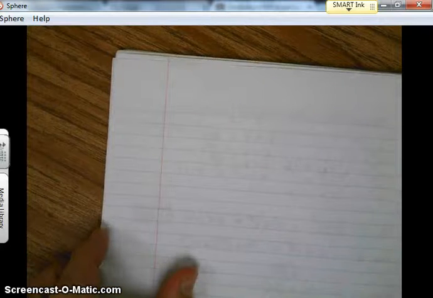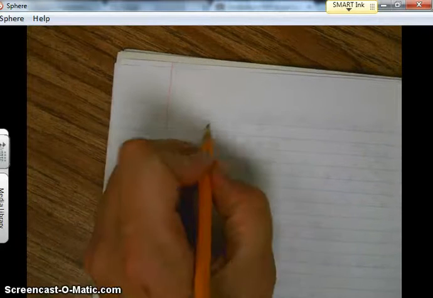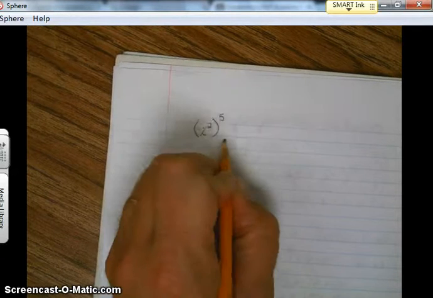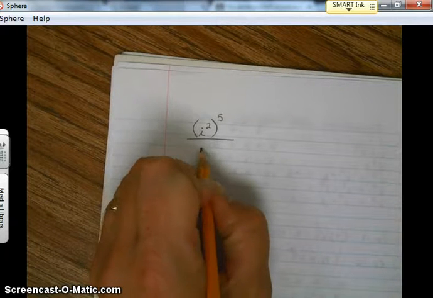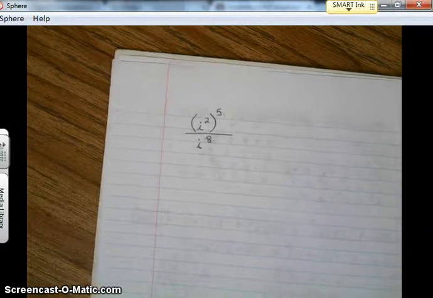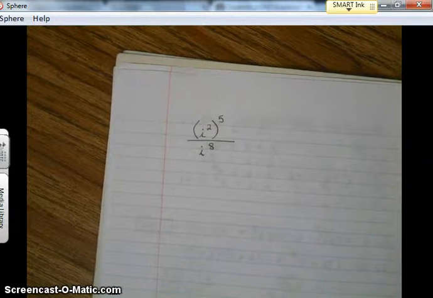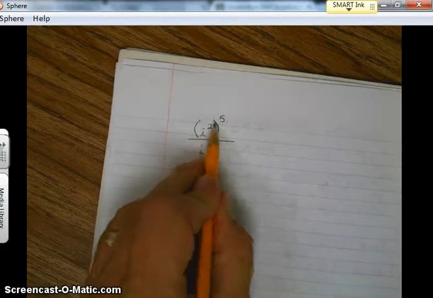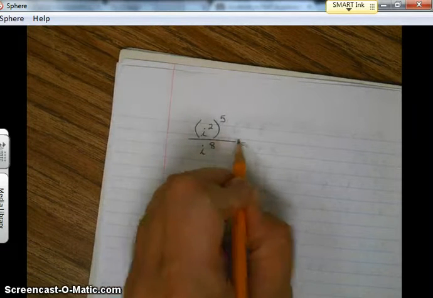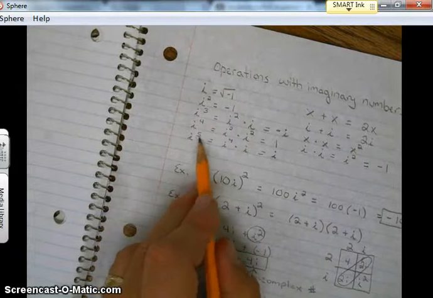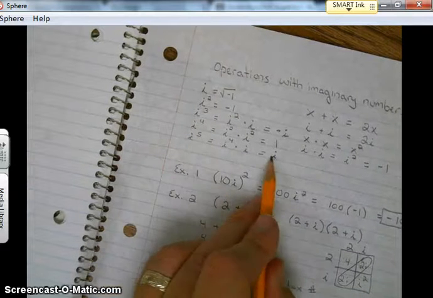All right, I know this video is going long. One more example. Now, how do we do this one? Well, a couple ways we could handle this. We could immediately change I squared. We could immediately change that to what? Negative 1. Okay? We also know that I to the 5th is equal to I.